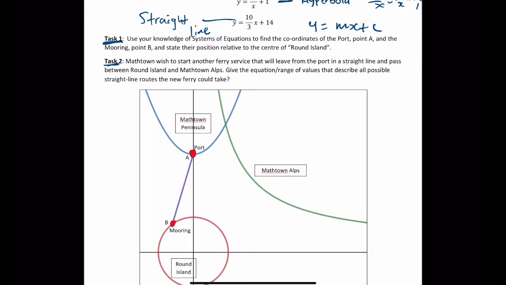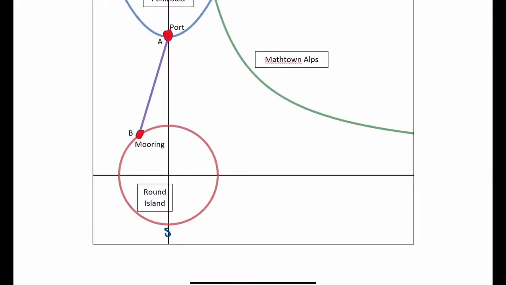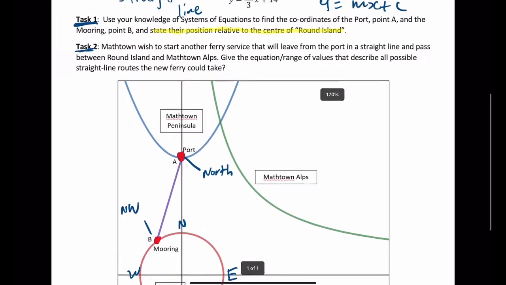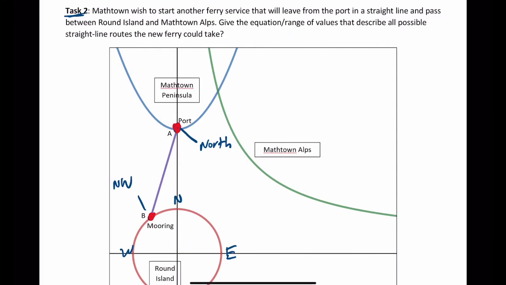And it also says, state their position relative to the center of the round island. So this is the round island. So I northeast, southwest. This point would be north to the round island, and then this point would be northwest to the round island. So now we can begin doing point A. I'm going to do point A first.